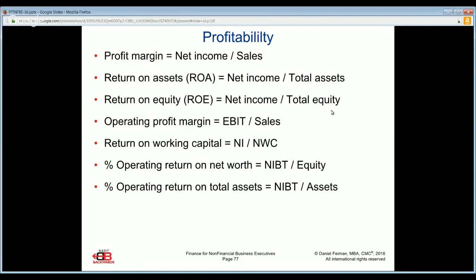Then the last two, the numerators, are net income before tax. In other words, our operating returns compared to both our equity and our assets. Similar to ROA and ROE, but it's a pre-tax number where ROA and ROE are post-tax numbers. So profitability ratios are always viewed emotionally, if you will, both externally and internally.